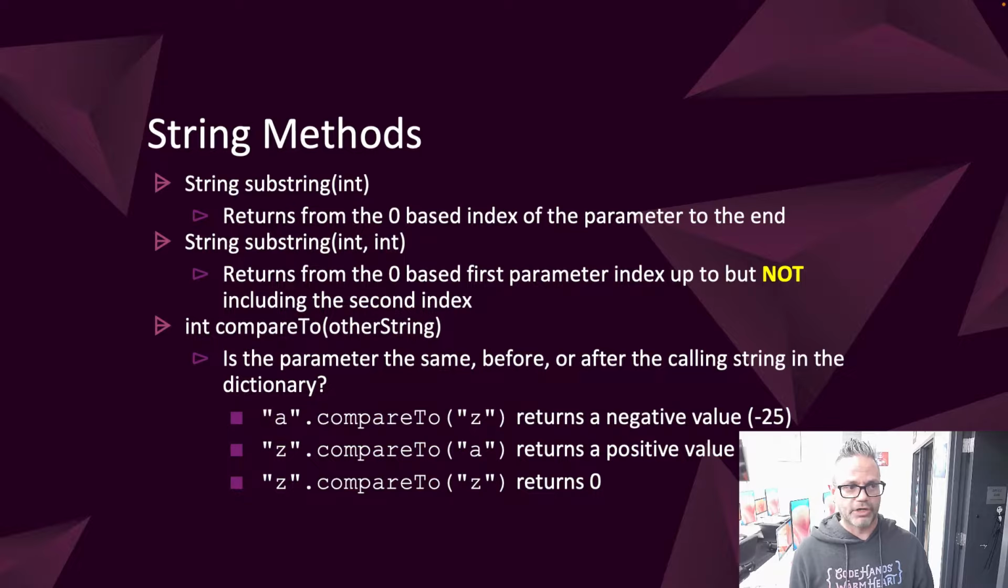Substring with a single parameter gets us everything from that spot up to the end of the string. So again, indices start off at 0, so we have 0, 1, 2, 3, 4. If I pass it 3, I have 0, 1, 2, 3. I'm going to get this string up to the end. So we're going to grab those pieces from that.